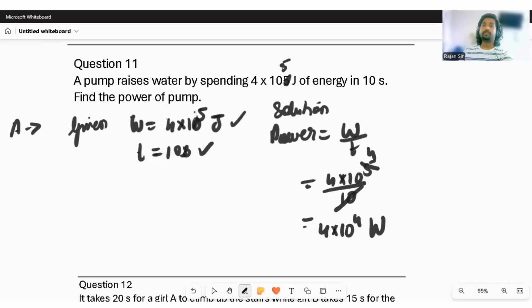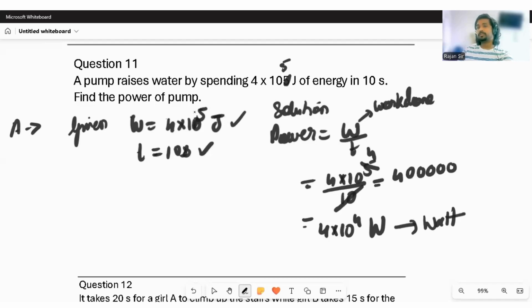Please remember, you don't have to write the word watt, just write capital W. Now here, this is work done, and this is the unit watt. So don't get confused over here. Also, this you could have solved like 4, 1, 2, 3, 4, 5. This is 10 raised to 5, and this is 10. You can just cancel like this. So your answer comes out to be either 40,000 watt or 4 into 10 raised to 4 watt. Sorted? Okay, I hope you understood. Let's go to the next one.